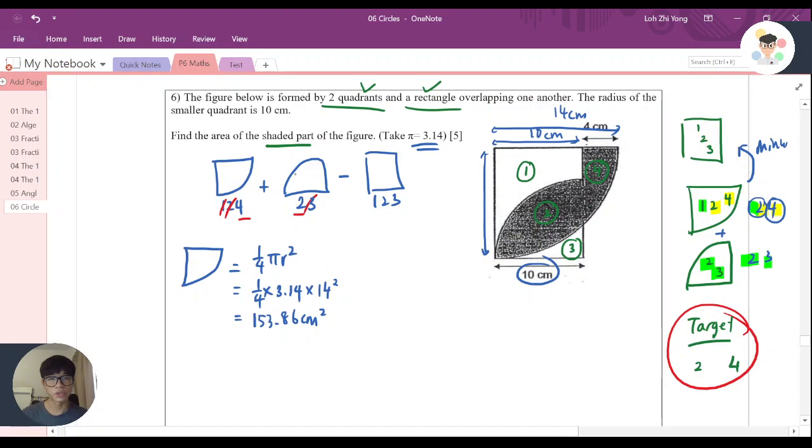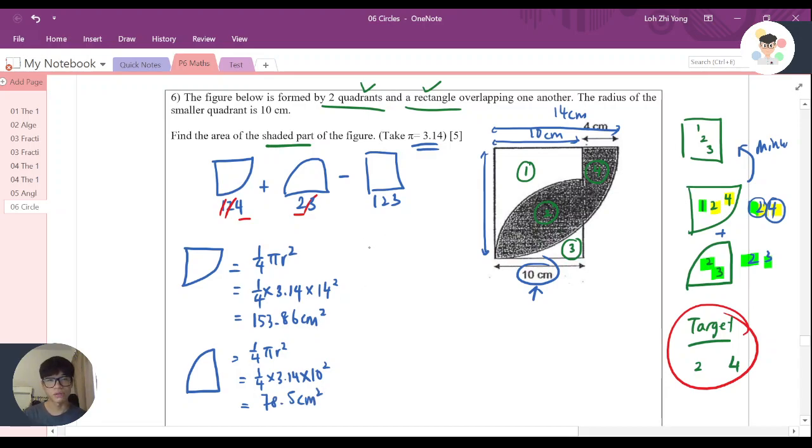We found the first one. Let's look at the second one, which is the smaller quadrant. The smaller quadrant will be much easier since we have already found the radius. It's 10 cm. So again, the same formula, 1 over 4 times 3.14 times r squared, and my radius is 10, so r squared is 10 squared. If I press on the calculator, you should get 78.5 cm squared.